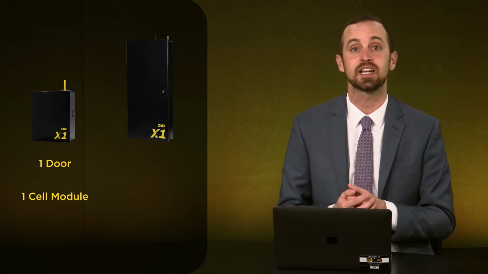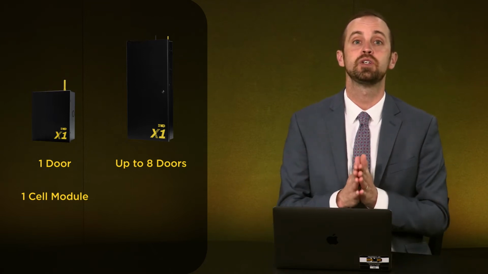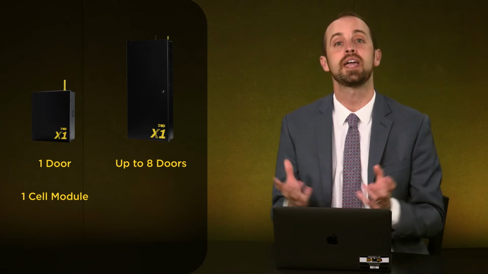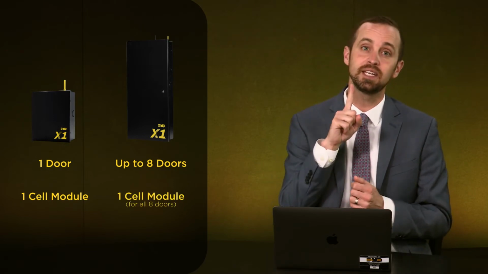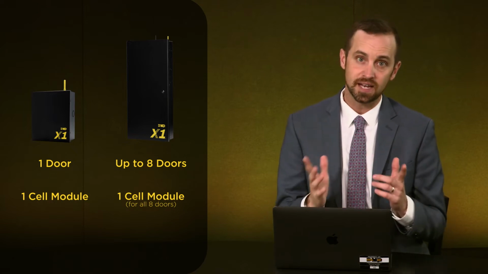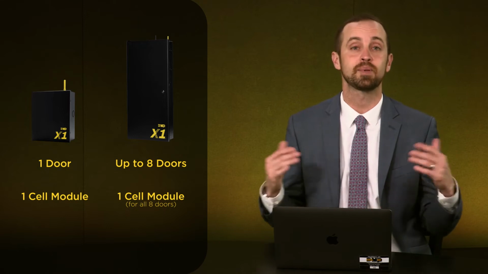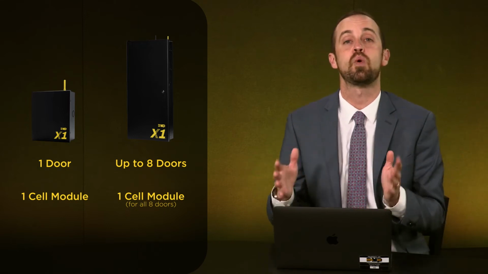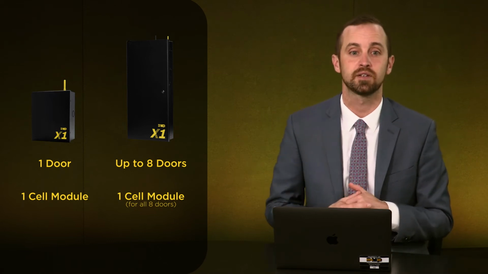The X18 is going to provide you up to 8 doors of access. The other thing to remember too with the X18 is that if you want to do cell only for all 8 doors, because they're all powered off one X1, you only need one cell communicator. So that's something to take into consideration when determining on a multi-door application whether you want to use an X1 or multiple X1s versus one X18. The X18 will only require one cellular communicator.